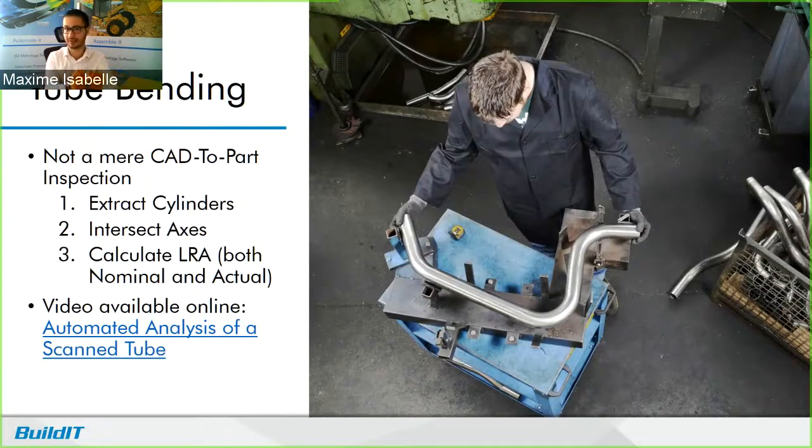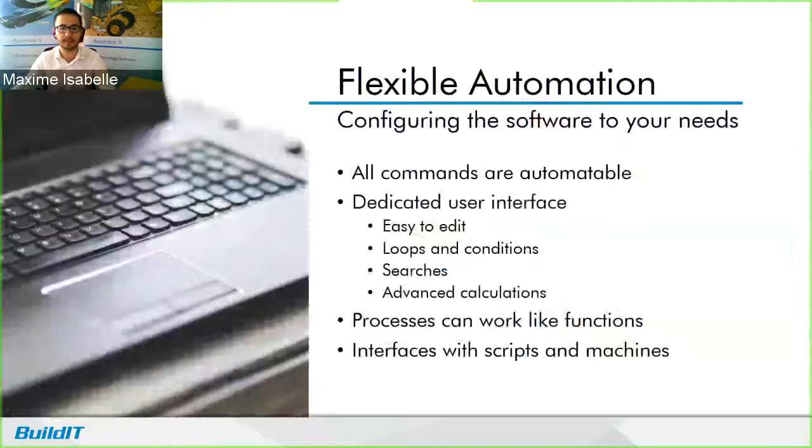nominal. So you might import the CAD, but you don't have the LRA, so you need a process that takes care of that. And the actual, the scan itself. Then you can do the comparison between the two. We have a video available online for this; you can look up automated analysis of a scan tube. But this is just a great example of something that uses the flexibility of our automation.